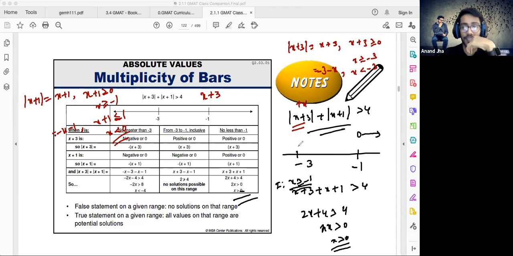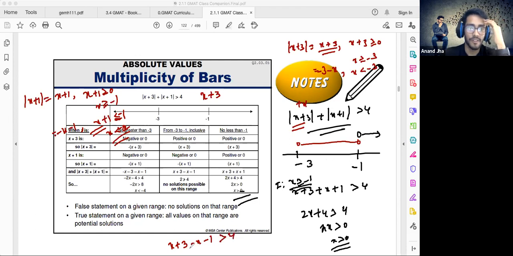Okay, so I'm assuming the case is this: -3 to -1. In -3 to -1, that means more than -3, so I'll take x plus 3, and less than -1, I'll take minus x minus 1. So for this case I'll take x plus 3, and for x plus 1, I'll take minus x minus 1, greater than 4. X is cancelled. 2 is greater than 4. Not possible. So here, of course, it won't exist. Let's check the other one.